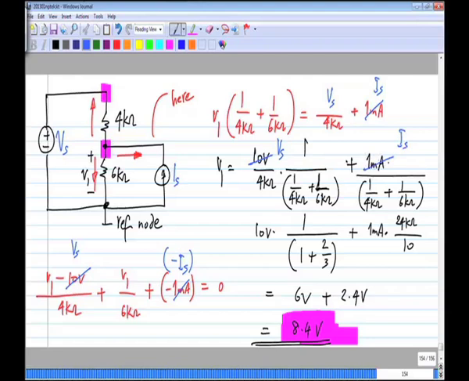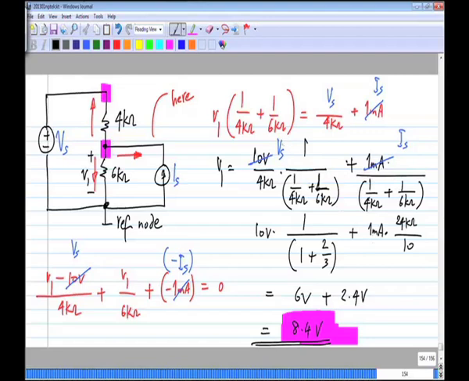The reason I did that is to just show that this V1 will be some linear combination of Vs and Is. It will be some number times Vs plus some other number times Is. Okay. And if you have many sources, it will always be like this. It will be in a linear combination form, and it's not only V1. You take the voltage or current in any part of the circuit, it will be a linear combination of all the independent sources applied to the circuit. Okay.